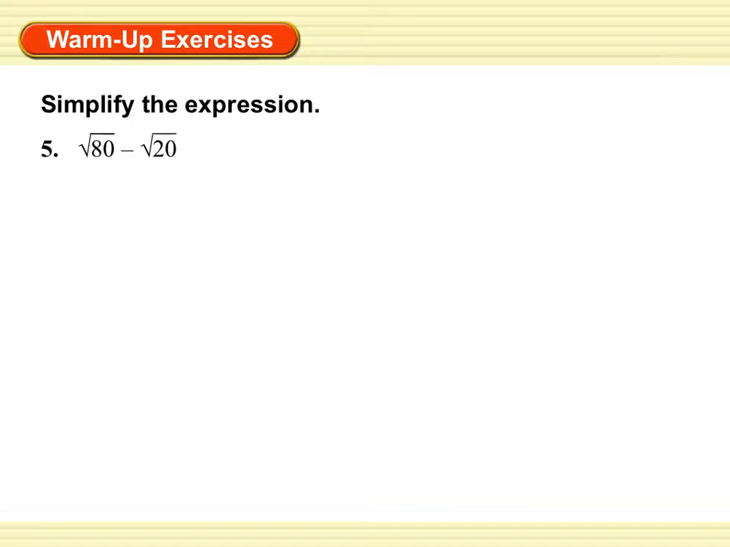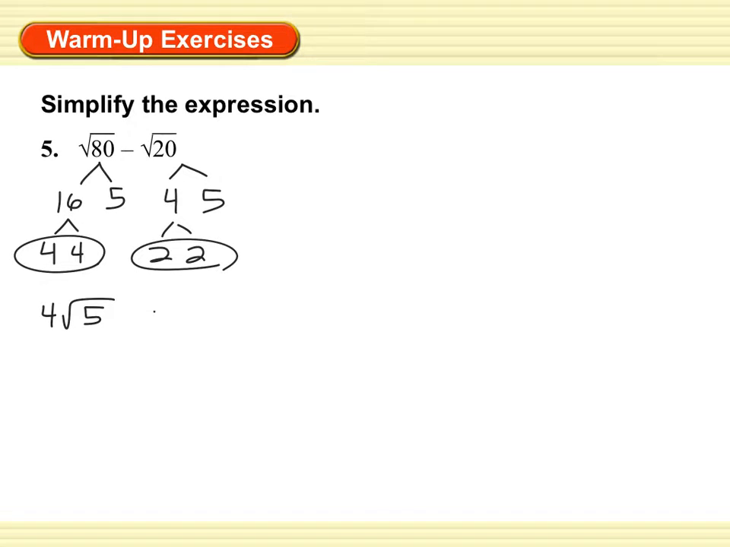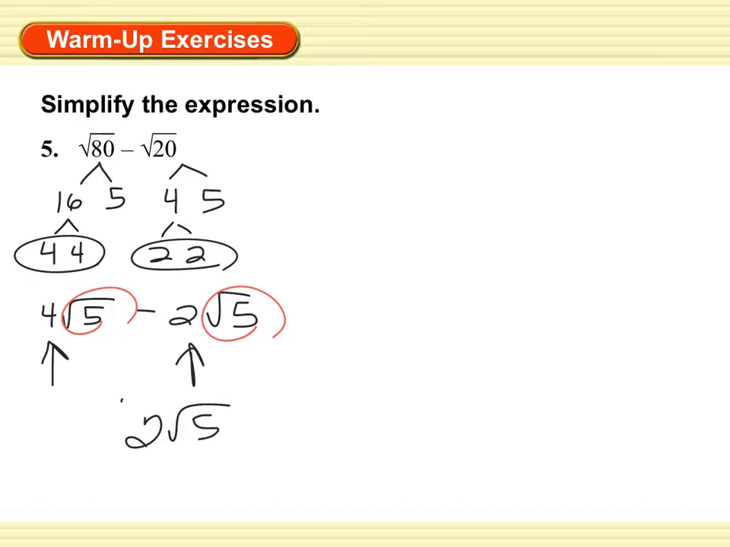Okay, simplify the expression. I cannot subtract radicals unless they have the same number underneath the radical. So here I'm going to go, let's see, 16 times 5. I know 16 is 4 times 4, so that's going to be 4 root 5 because I have a pair of 4s that comes out of the radical. Here I have 4 times 5, 2 times 2, so 2 root 5. Now I have a root 5 for both of them. That means that I can, for lack of a better way to say it, subtract the coefficients. So 4 minus 2 is 2 root 5.